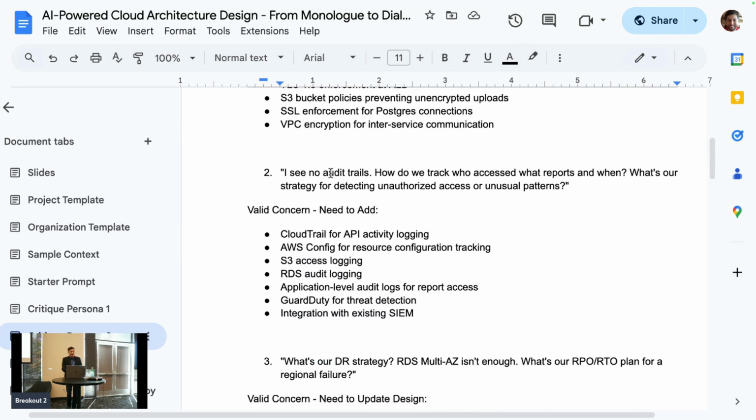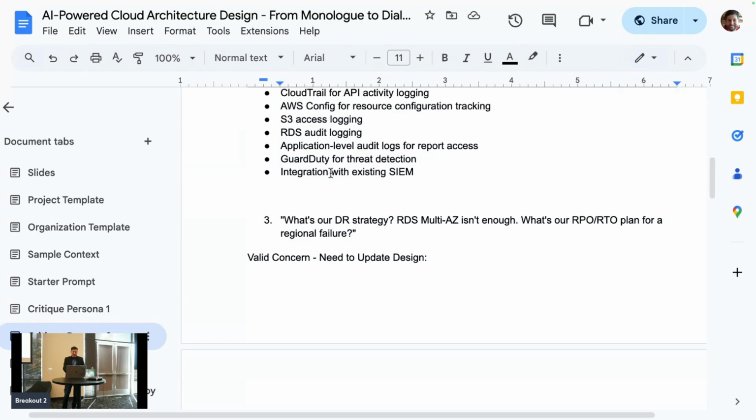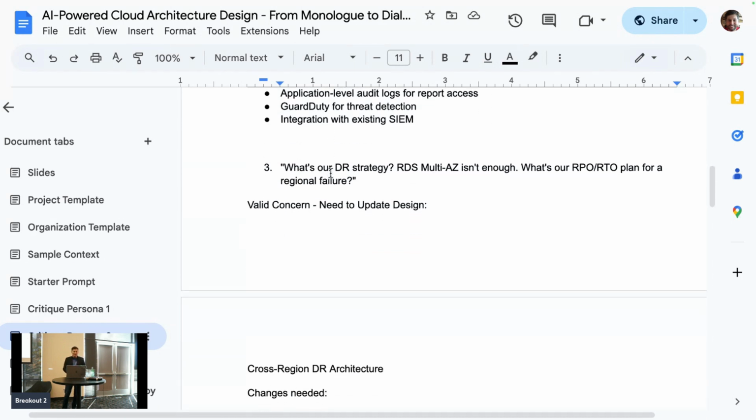I see no audit trails. Oh, that's a good one. Yeah, we should probably add that. So you can see how this approach can be pretty interesting to get more information about what people may expect. And you may decide, you know what, that's TMI or TBD. I don't want to make a 30-page presentation. But at least you have an answer ready. If someone brings it up, you have something that you've thought about, so you're not caught off guard.